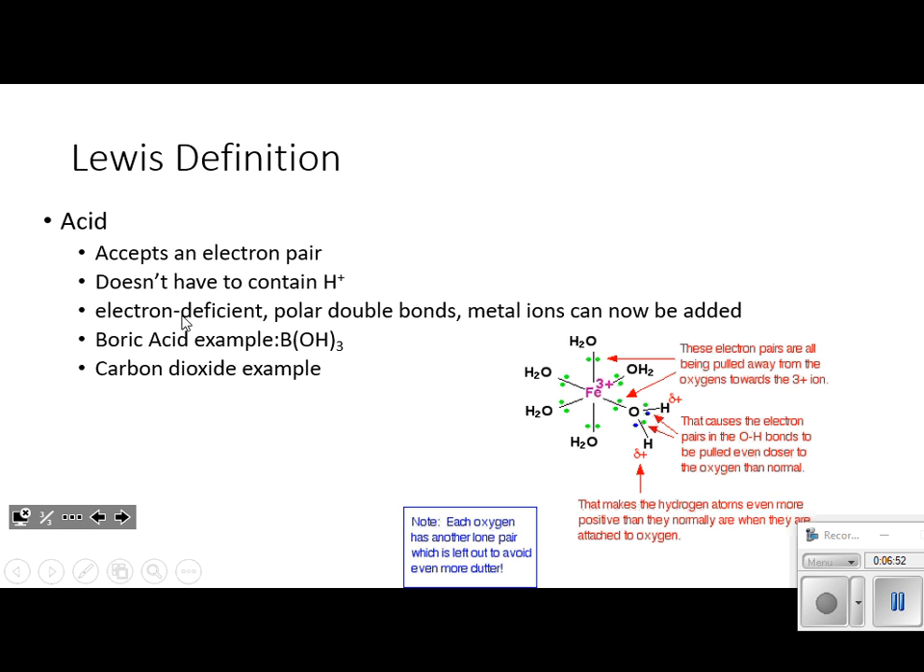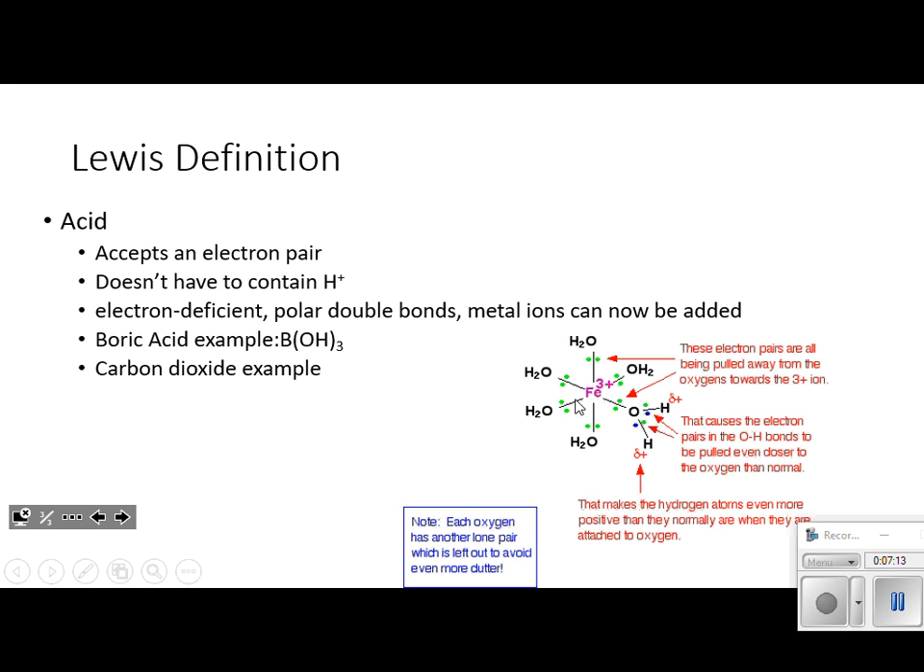Remember when I mentioned formal charge before? That's going to be brought up with things that are electron deficient. They're not at the octet. Polar double bonds. Carbon dioxide is a good example of that. I'll show you that one in a minute. Metal ions is the one that I have just clipped out from the textbook. So the textbook actually shows this.